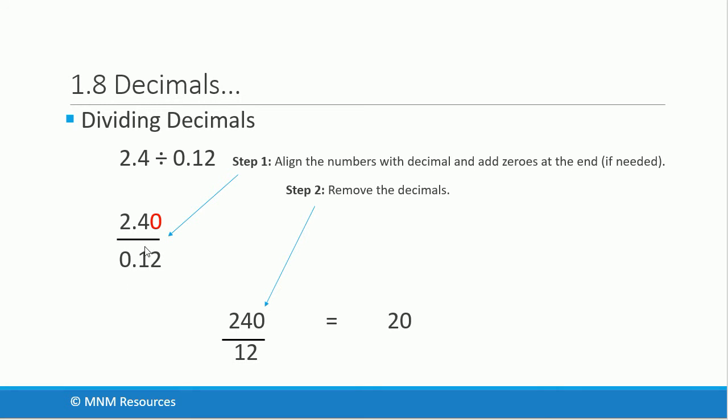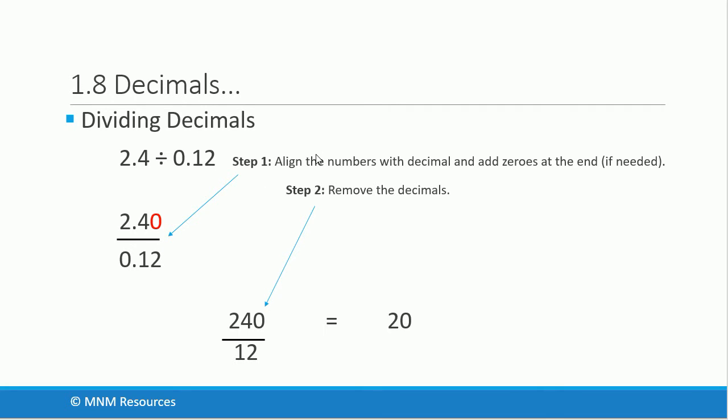2.4 divided by 0.12. You can see that after the decimal point, 2.4 has only 1 digit, while 0.12 has 2 digits. To ensure that there are 2 digits after the decimal point, you need to add a 0 at the end. So once you've added the 0 at the end, you can see that these numbers align very well with each other, with 1 number before the decimal point and 2 digits after the decimal point.